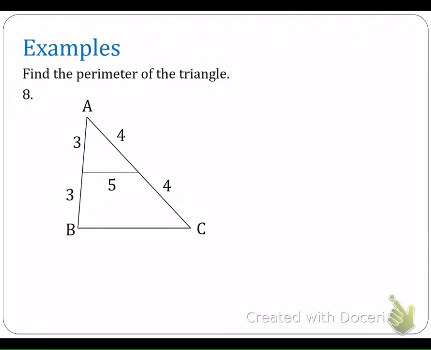Ooh, I get it now. So, if it was asking us for BC, or if there was an X right here, what would it be? 10. 10. Is that what they're asking us, though? No. Oh. No, they're asking us for the perimeter. So we're just going to have to add all the segments.